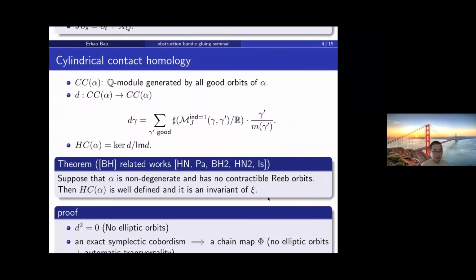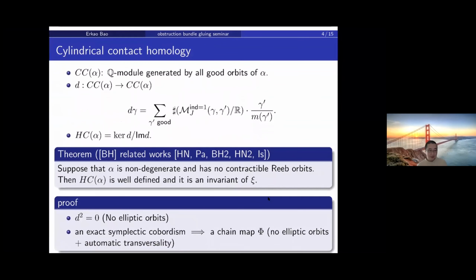So now we move on to the definition of cylindrical contact homology. The chain complex is a Q-module generated by all the good orbits of alpha. And then the differential D is defined over the generators by this formula.